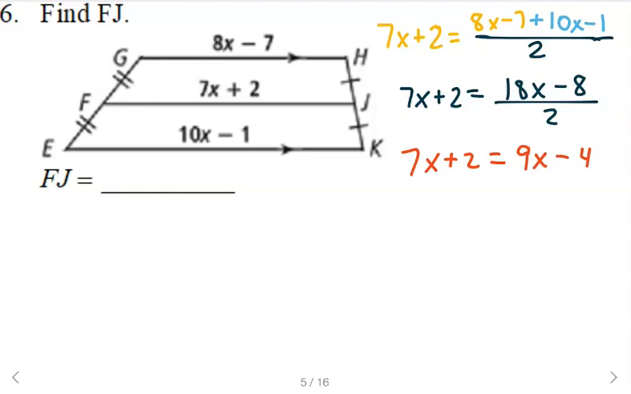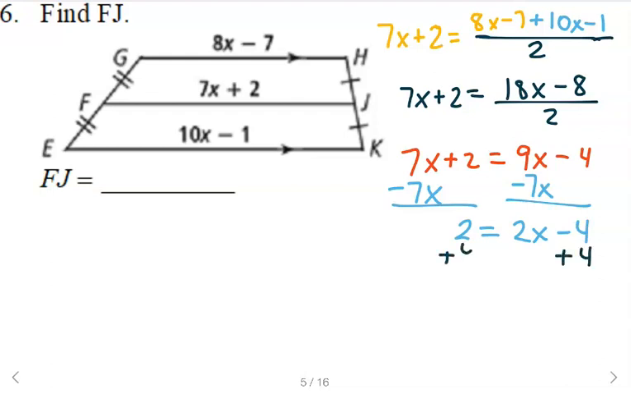We've got variables on both sides. If you want to get your variables together, you can subtract 7x. You have 2 equals 2x minus 4. And then to get rid of minus 4, add 4. That gives us 6 equal to 2x. And then to get rid of multiplying by 2, we'll divide by 2. And so we get x equal to 3.